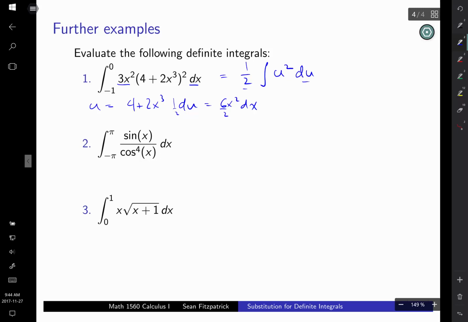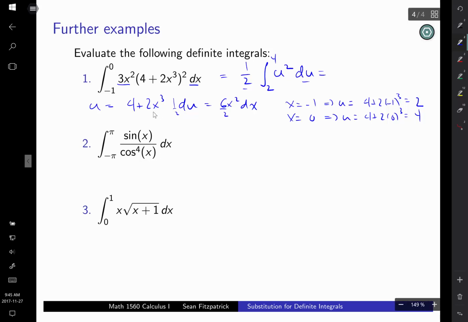Okay, but now I also have to get my limits. So when x equals -1, u is going to be 4 plus 2 times -1 cubed. That's 2. When x equals 0, u is going to be 4 plus 2 times 0 cubed, which is 4. So now I have the integral from 2 to 4 of u squared du. And because I've changed my limits, I don't have to worry about substituting back.